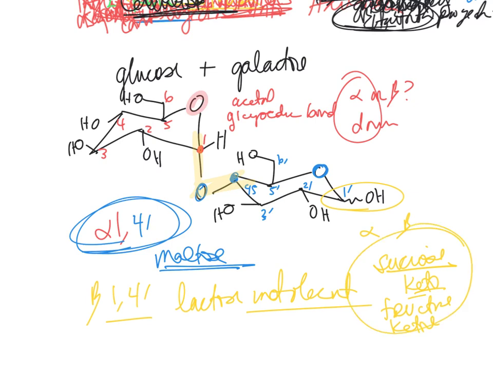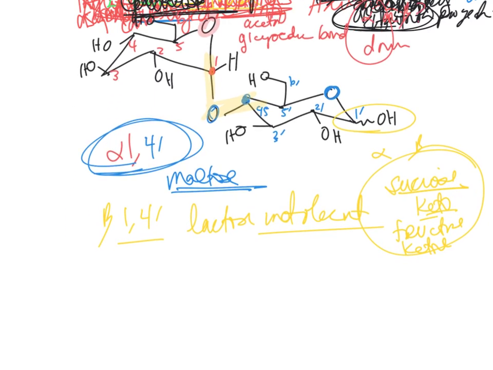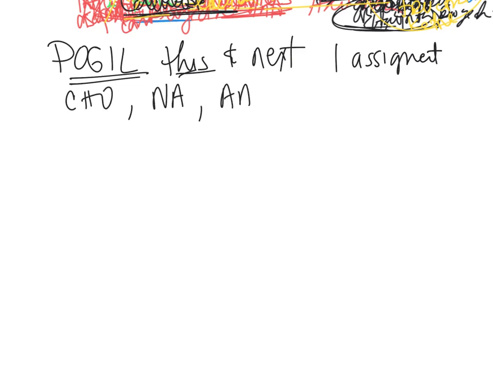Okay, so we're going to do POGIL exercises for this week and actually next week. I'm going to give you one assignment with a question or two each time, and we're going to do carbohydrates, nucleic acids, amino acids, lipids, and then polymers. Okay, so these are your lessons, and then you have a question.